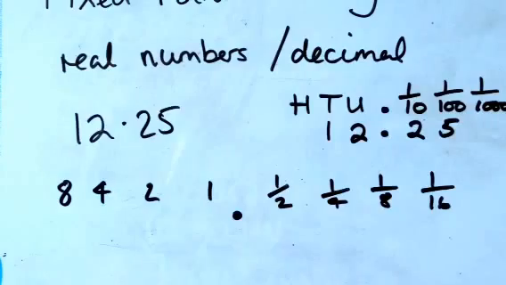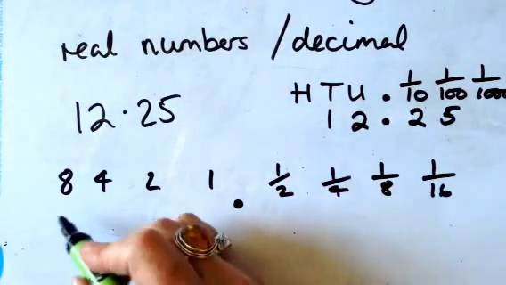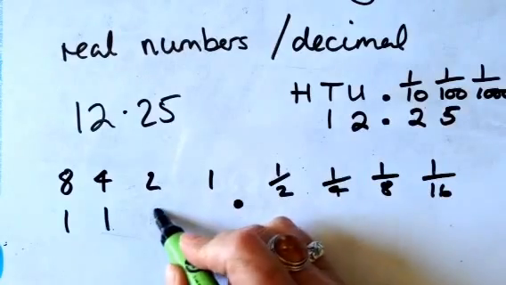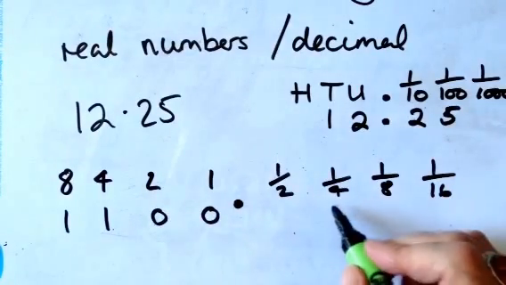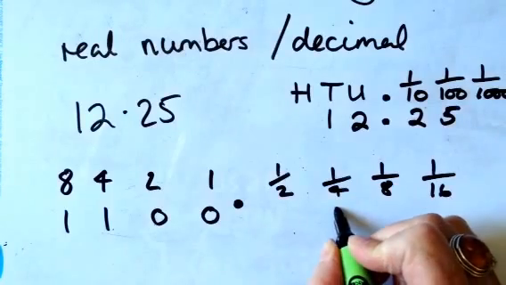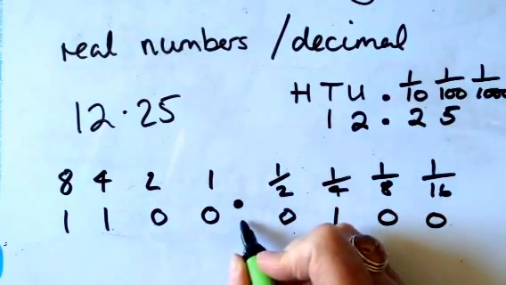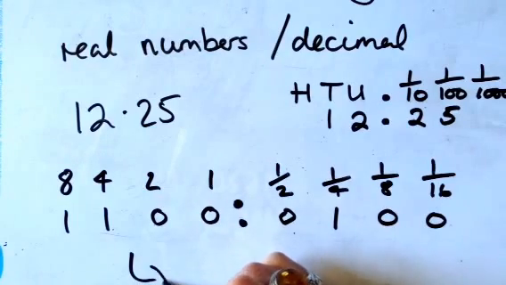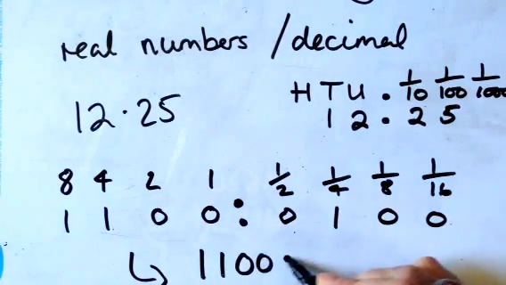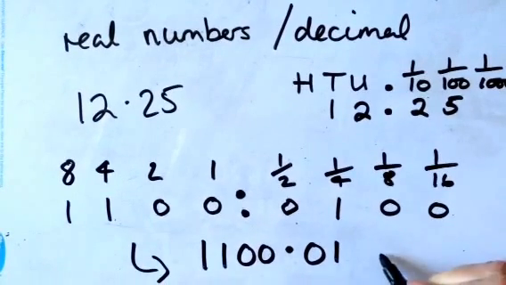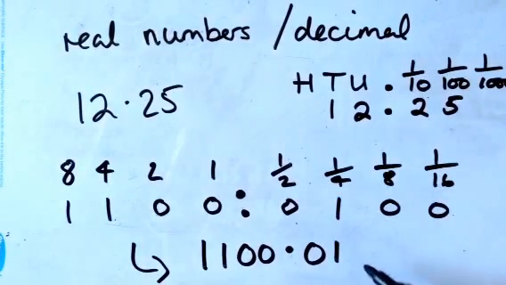So I want to represent 12.25. What I need to do to get 12, I need an 8 and a 4. It's going to give me the 12, fill in the rest with zeros. 0.25 is a quarter, so I can just put 1 there and fill in the rest with zeros, make sure I have my point there. So I actually get 1100.01, and that's 12.25 in denary represented in binary.